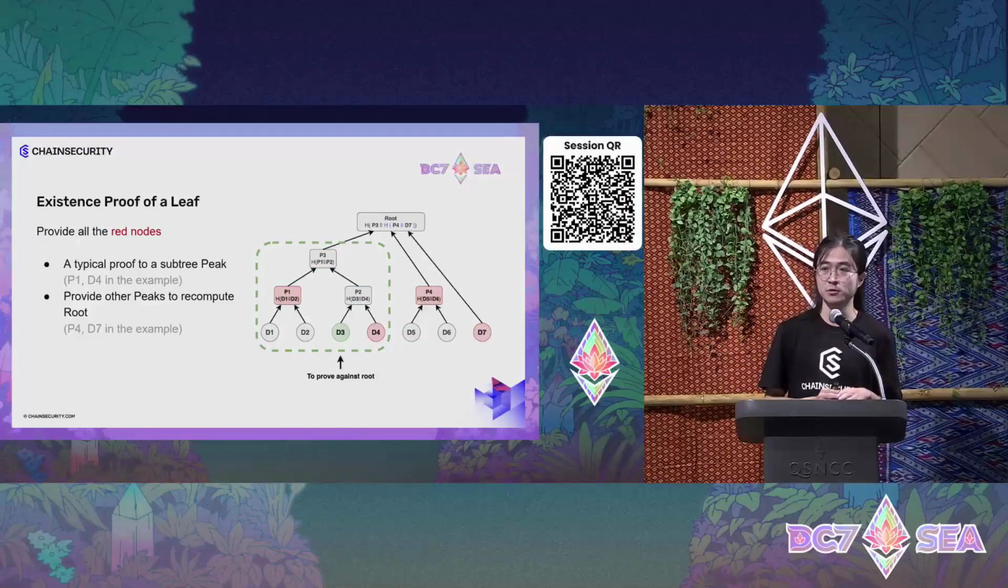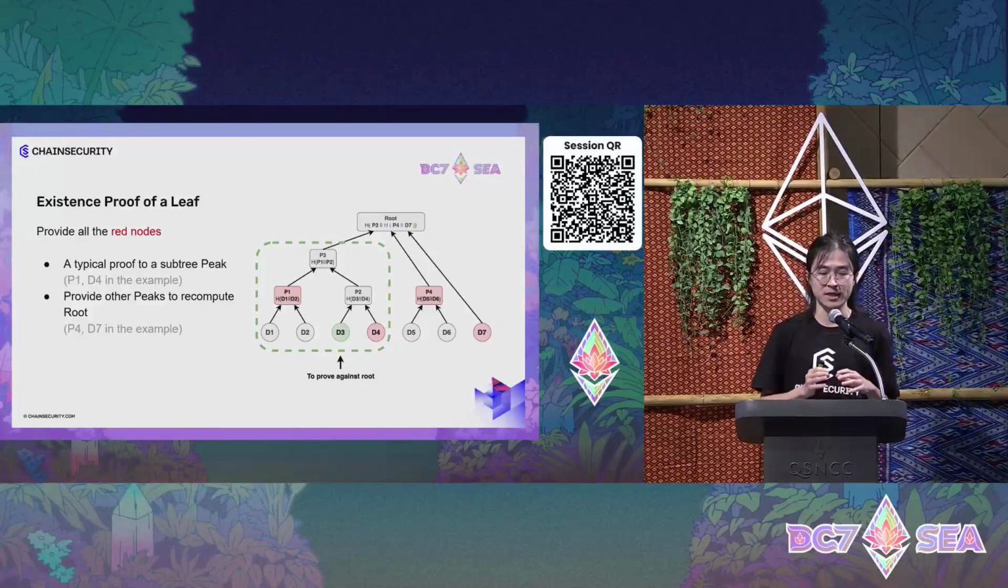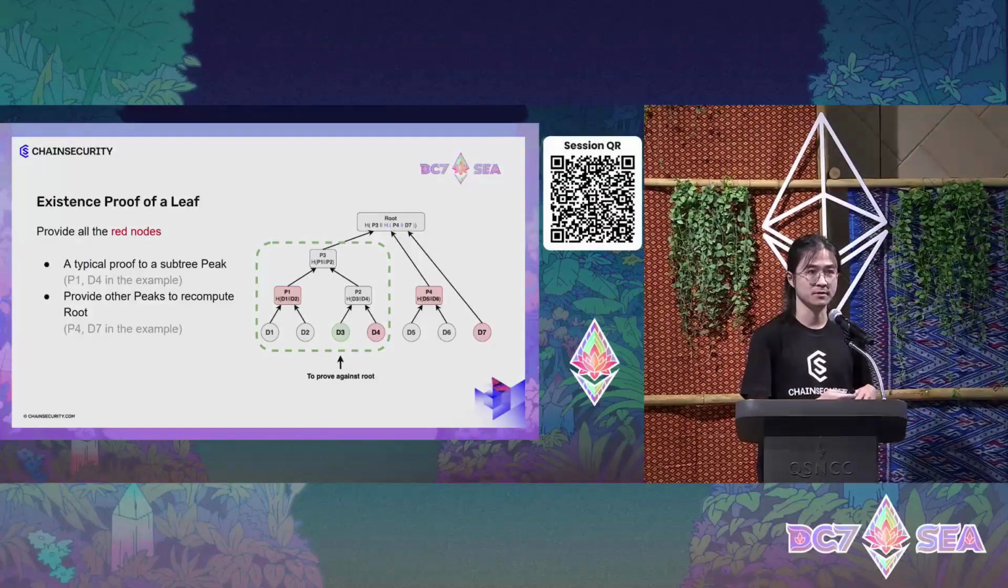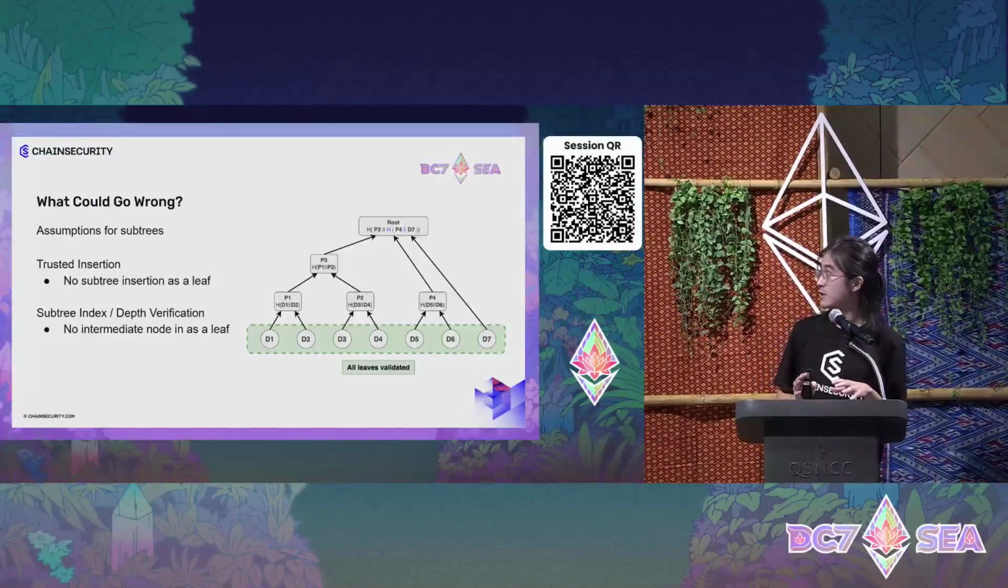So once you have the root, you can do a normal existence proof of any data within this Merkle Mountain Range. How do you do that? That's also very simple. We first do a proof of any of the leaves within the subtree. And once we have that proof, we can also add more peaks within this proof so we can reconstruct the root at the top. And just take a minute to think about what can go wrong in this algorithm if you want to prove any data within any of the leaves.